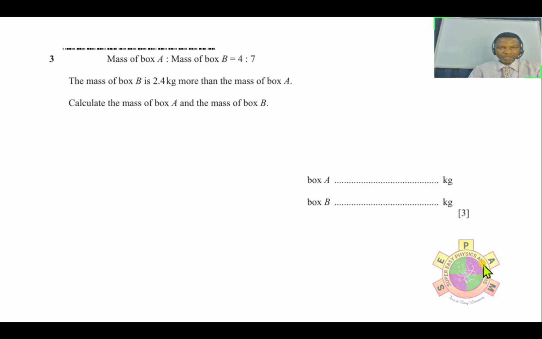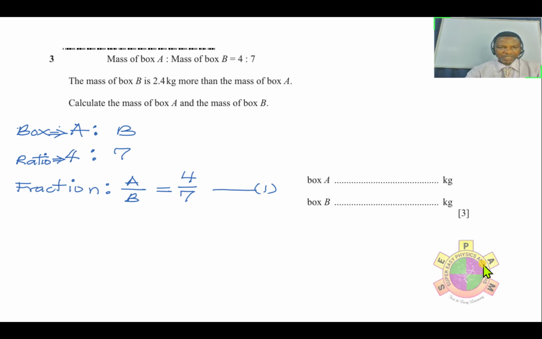For us to solve this question, there are 2 methods we are going to apply. One, we're going to look at using the fraction, and then we'll look at the mass difference method. So let's look at the first one. First thing, write the 2 objects or the masses in the ratio given. So we have the ratio of bus A to bus B, which is 4 to 7. Then next, express the ratio as a fraction.